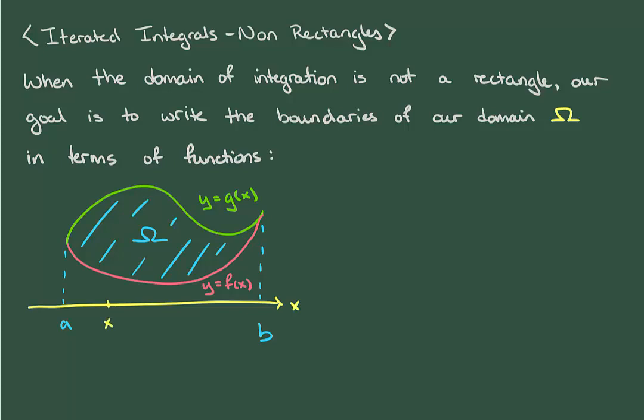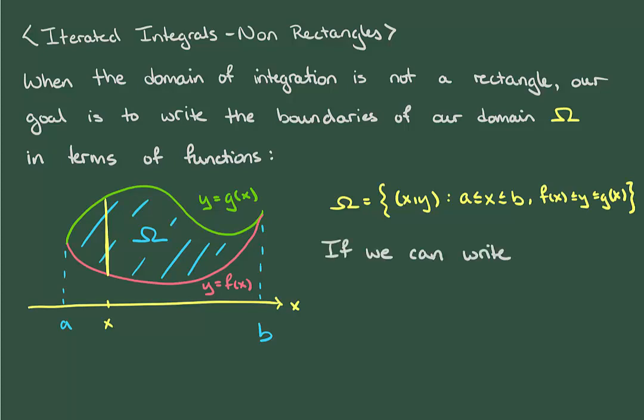So let's start by picking a random value for x between a and b, and I'll highlight the corresponding y values above that x in the figure. Note that the smallest y value corresponds to f of x, while the largest y value is g of x. This means that we can write omega as the set of all pairs x, y, such that x is between a and b, and for any given value of x, the y values there go between f of x and g of x.